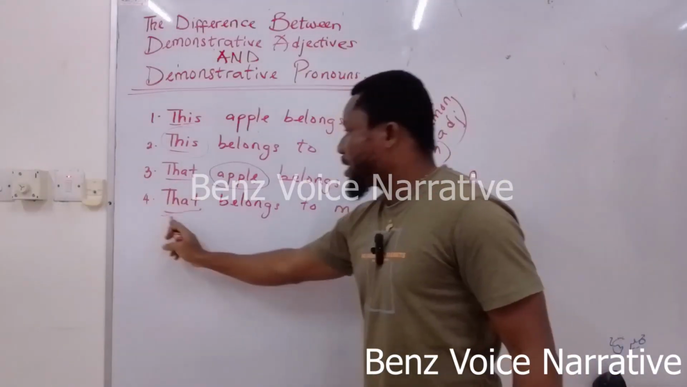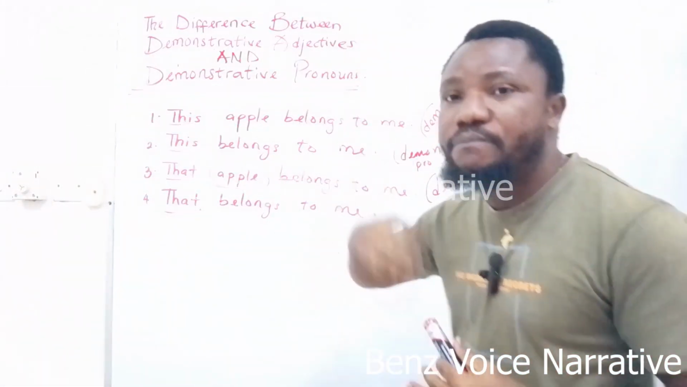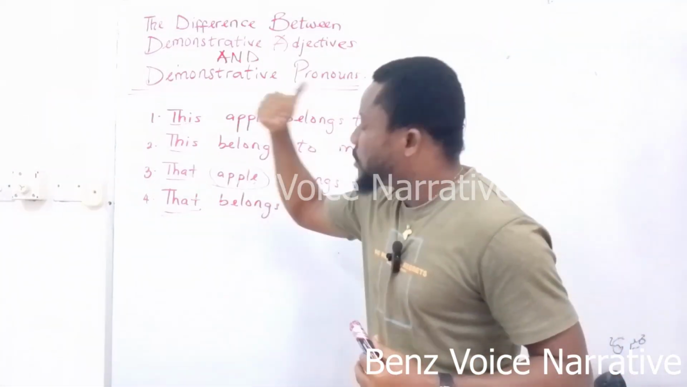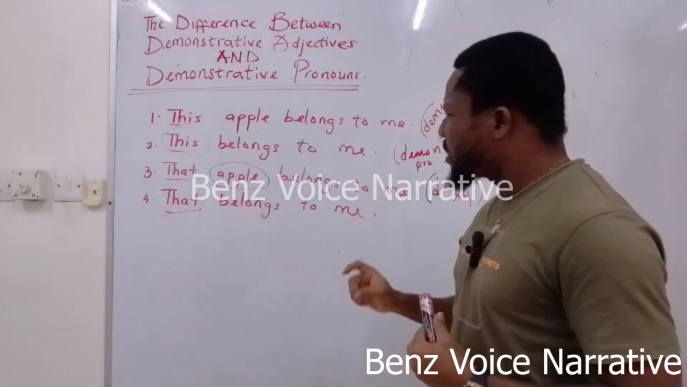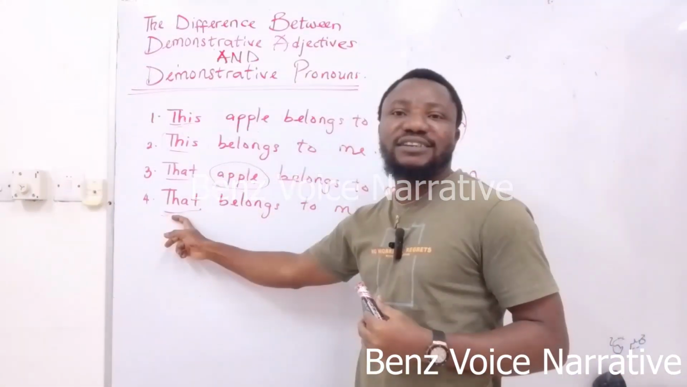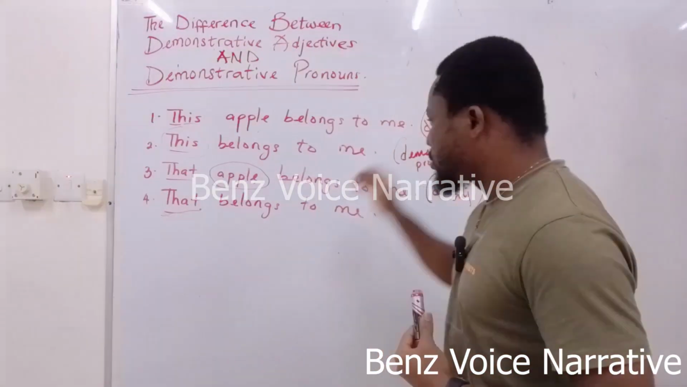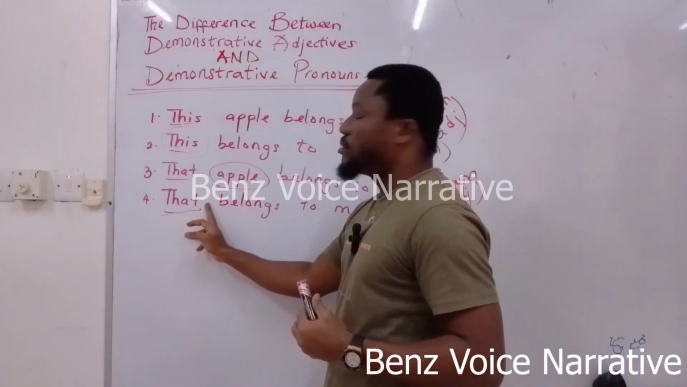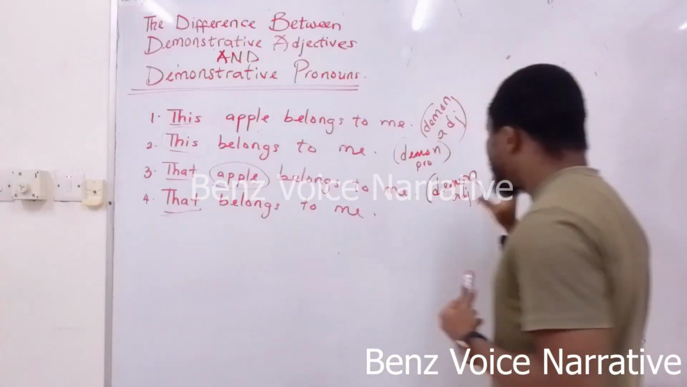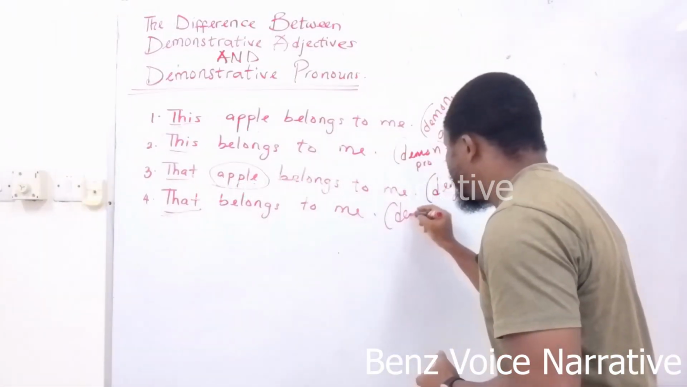So "that" in this place is not a demonstrative adjective. It is a demonstrative pronoun. Why? It is replacing the noun being talked about. Something belongs to me. What is that thing? That. What belongs to me? That. That belongs to me. So "that" here does not even attract a noun. That is why it is a demonstrative pronoun.